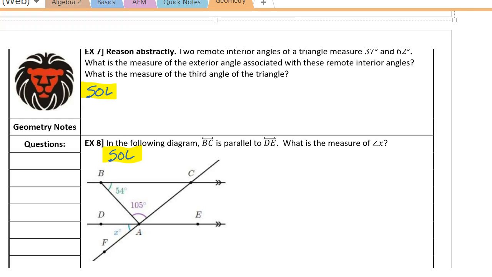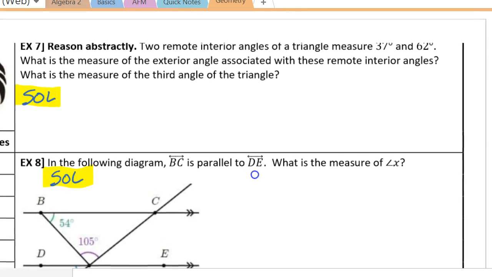Last page, 3 examples, all SOL style questions. Question number 7 is simply a word problem. It's difficult because we have to draw our own picture. So I'm going to go ahead and draw a triangle with an exterior angle coming off of it.